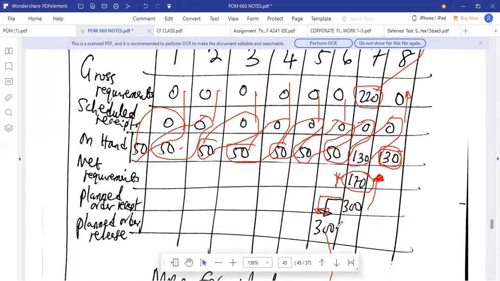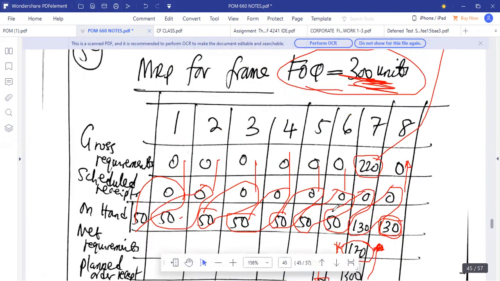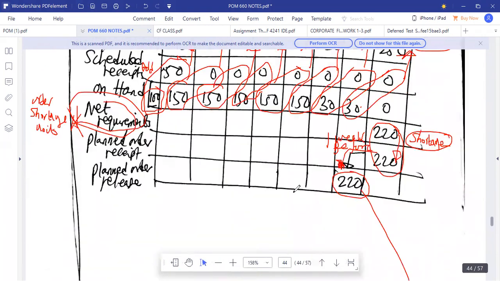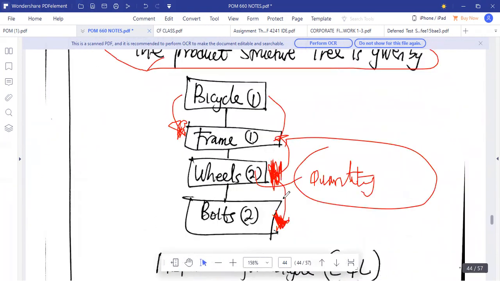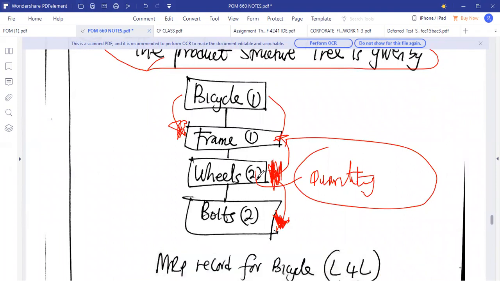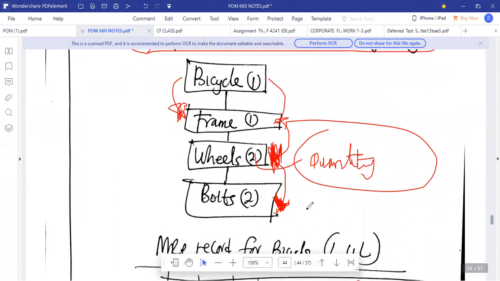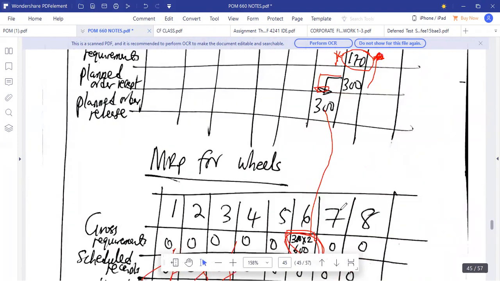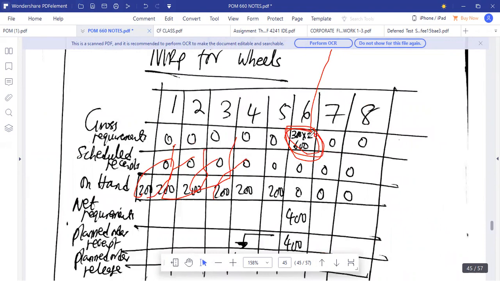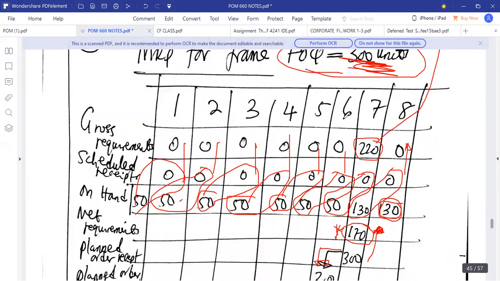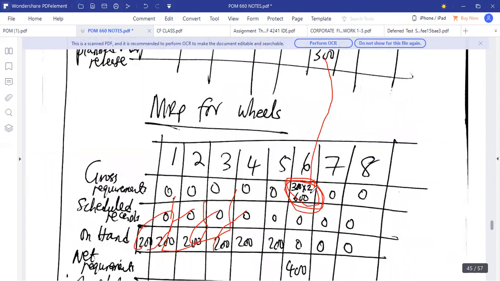Now we move on from here. The planned order release of the frame are the gross requirements for the wheels, but multiplied by 2. So the 300 in this week 6, we multiply by 2, because there is a 2 there, which is 600. The gross requirement values for the other weeks are just zeros.